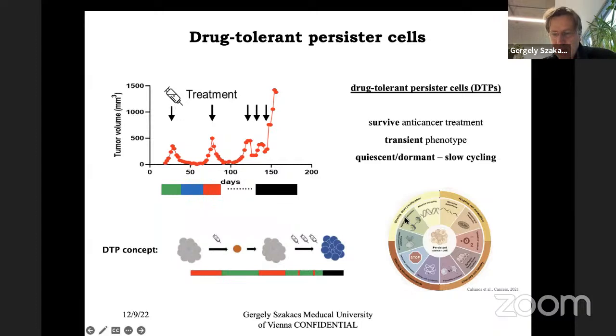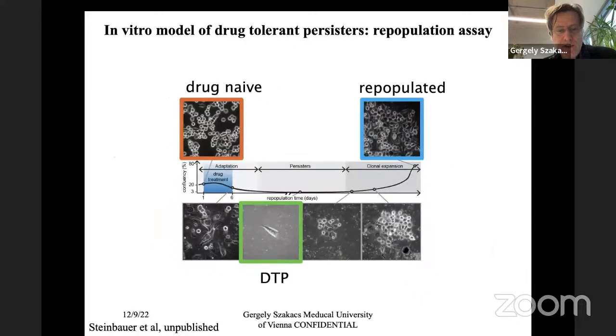This recent review that appeared last year summarizes many more characteristics of these cells. So what we wanted to do in the lab is to understand a bit more about these cells. So we established an in vitro assay where we try to mimic this situation.